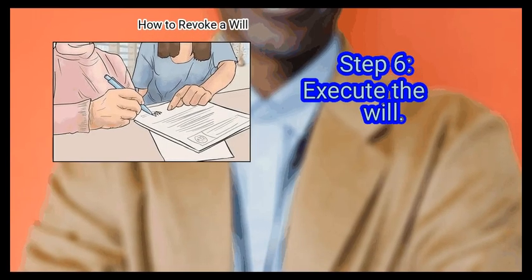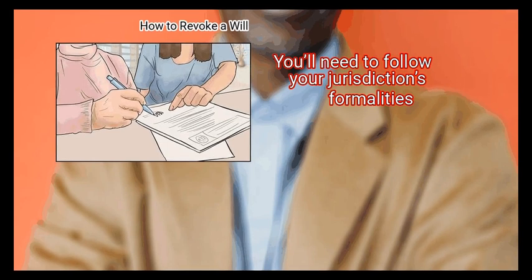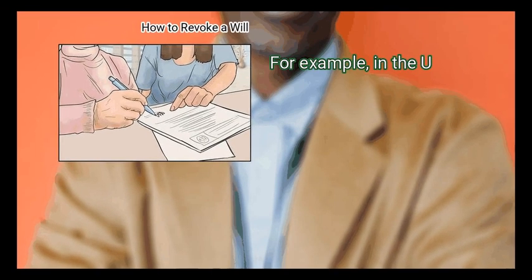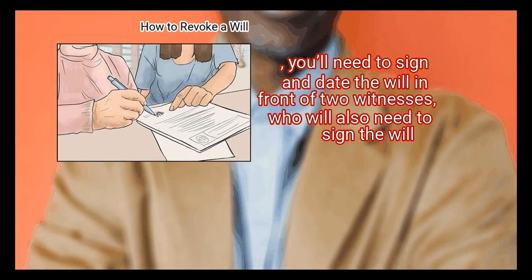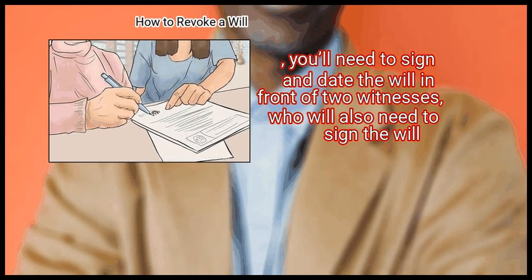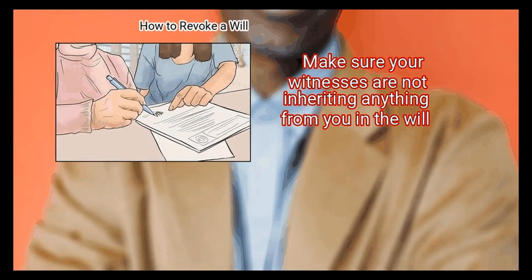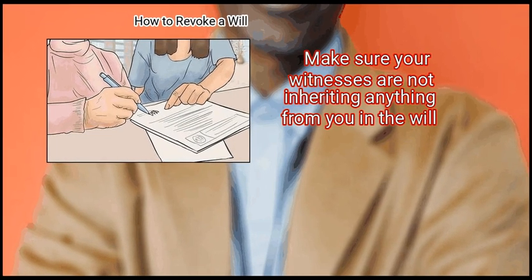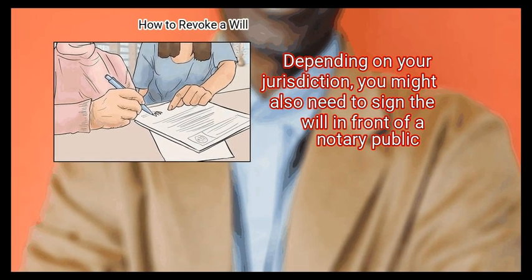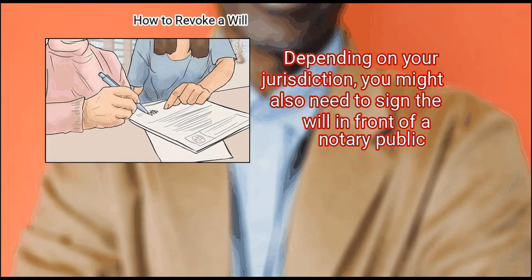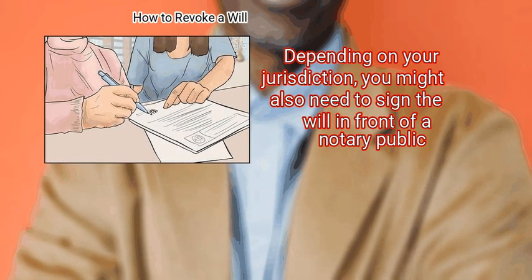Step 6. Execute the will. You'll need to follow your jurisdiction's formalities. For example, in the EU, you'll need to sign and date the will in front of 2 witnesses, who will also need to sign the will. Make sure your witnesses are not inheriting anything from you in the will. Depending on your jurisdiction, you might also need to sign the will in front of a notary public.